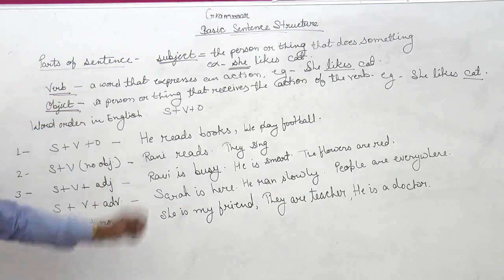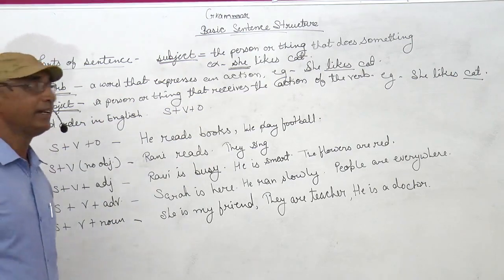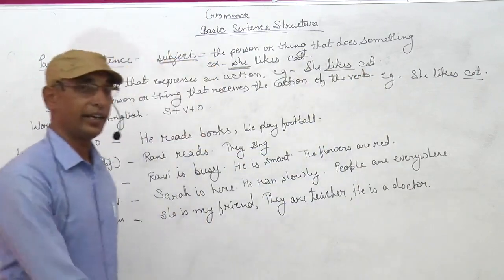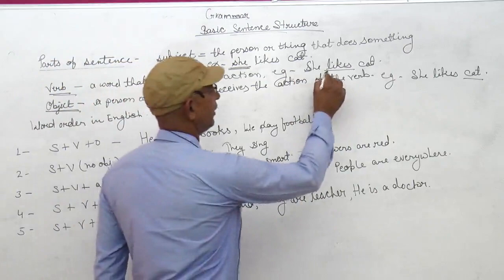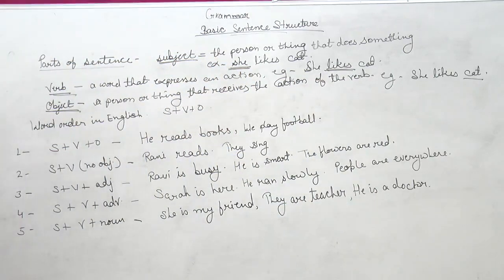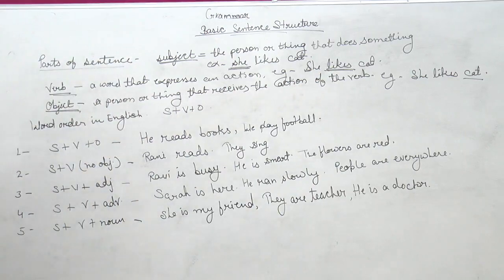Second word is verb, a word that expresses an action. For example, the same sentence, she likes cat. Here in this sentence, the word likes is expressing action, that is, what she does. So here the word likes is an action word, it is a verb.